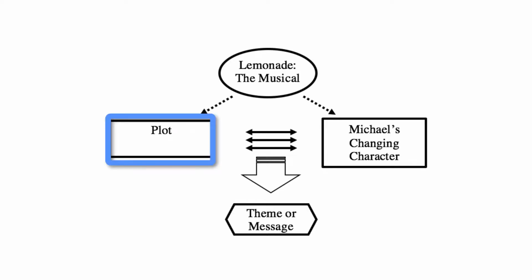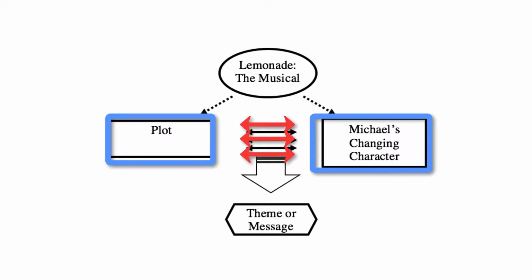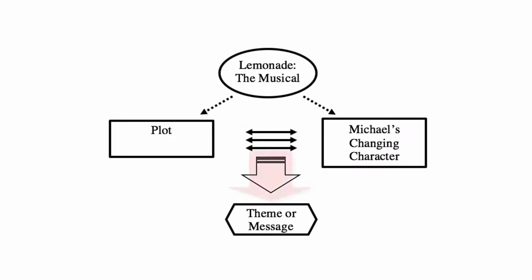One element is the plot. The other element is Michael's character, or rather how his character changes. The prompt asks for a detailed examination of these two elements to uncover interrelationships. How does one affect the other? Then the student must use those ideas to draw a conclusion about the text. Usually the conclusion is related to the message or theme of the story.